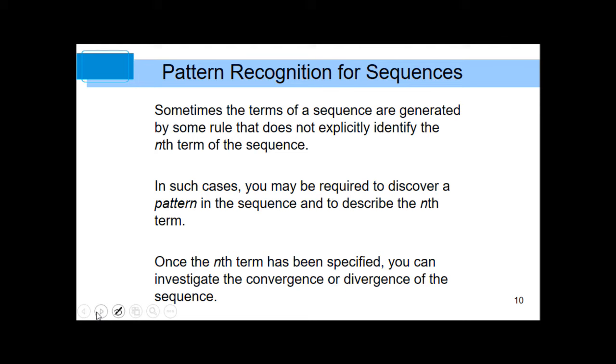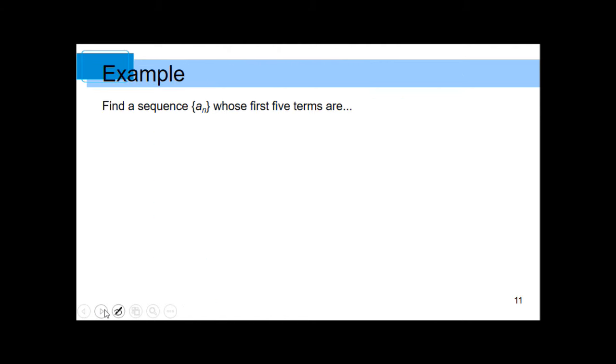Okay, so the next thing we're going to talk about is taking that recognition of the pattern we were just discussing to the next level, meaning that we're going to recognize the pattern and then describe the nth term. So we're going to find a sequence, a sub n, with these first 5 terms. I'm going to start with those same 3 sequences we just looked at.